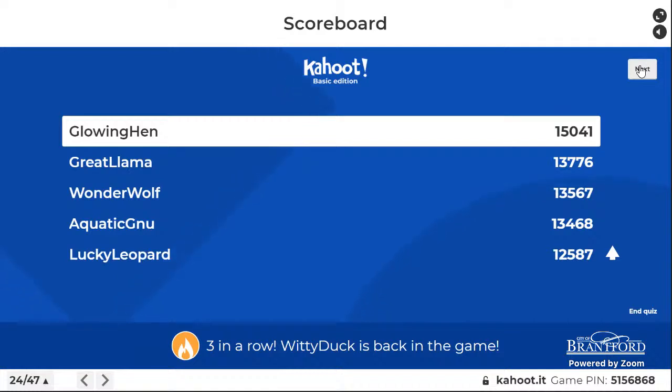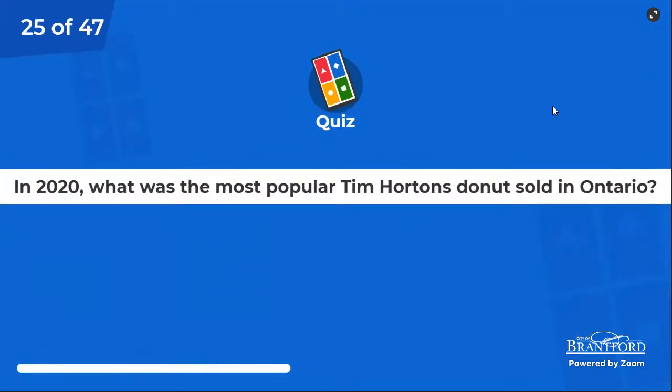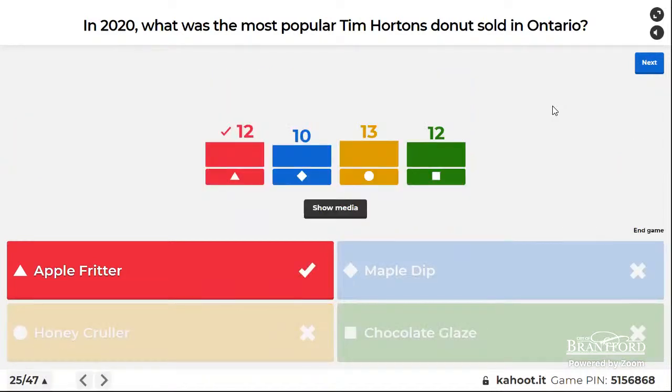Okay, let's head on to the next question. In 2020, what was the most popular Tim Hortons donut sold in Ontario? Was it an apple fritter, maple dip, honey crawler, or chocolate glaze? See how many people we have with sweet tooths in the crowd. Yep, so it was split across the board, but for the apple fritter fans in the audience, it definitely was the apple fritter.